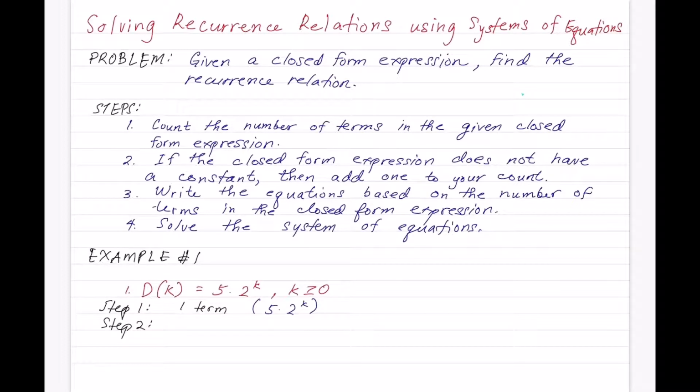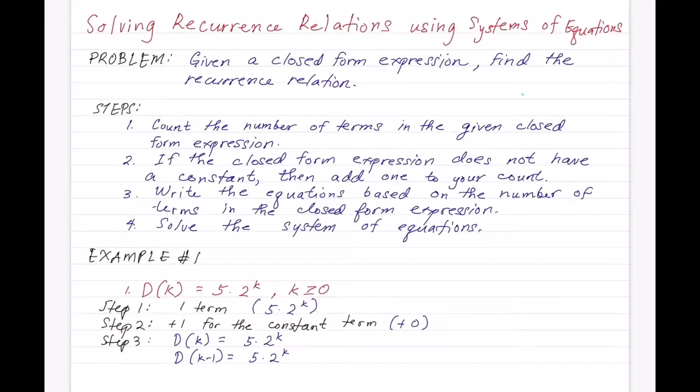Then for step 2, we add 1 for the constant term, which is the plus 0, or in general, that would be plus c. Then we go to step 3, which is we write the two equations. And these are d of k is equal to 5 times 2 raised to k, and d of k minus 1, which is equal to 5 times 2 raised to the quantity k minus 1.